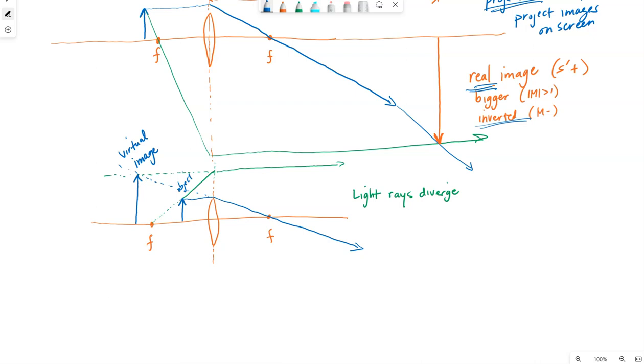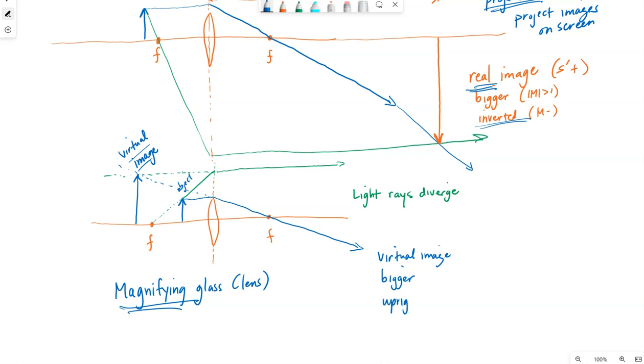If we're looking through this lens, this is a magnifying lens or magnifying glass. Looking through this lens, we see an image now that is virtual, but we don't care if it's virtual or real. It is now bigger than the actual object. We were magnifying the picture, making it bigger. It is also farther away and upright.